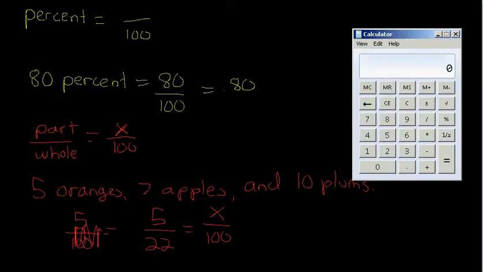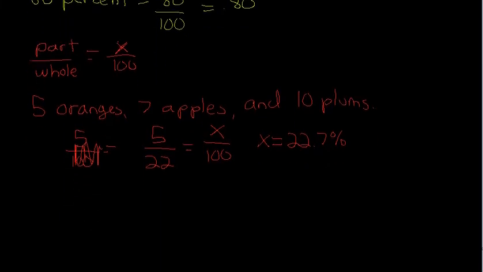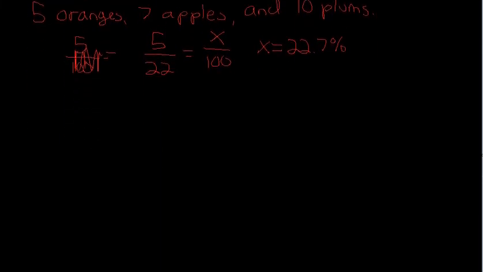So here's my little Windows calculator. 5 divided by 22 times 100. So we can see that our percentage here would be 22.72%. So this leads us to x is equal to 22.72%. So pretty straightforward so far. I promise you it's going to get a little bit harder as we go down. But I'm assuming most people know what that is.